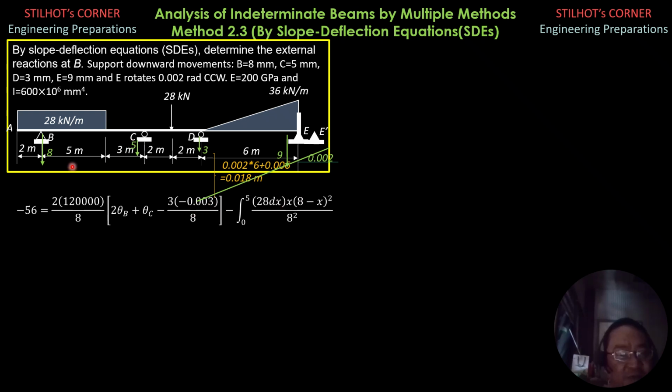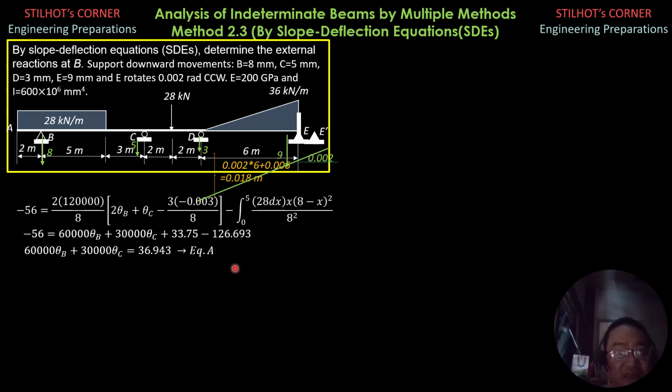Then minus the fixed moment. For BC, imagine there's a strip here, this distance is x, so the integral of negative integral of 28 dx, x times quantity 8 minus x squared over 8 squared. Simplifying, negative 56 equals 60,000 theta B plus 30,000 theta C. Then this is positive, you distribute, 33.75. Then this integral is negative 126.693. Combining and simplifying, we have 60,000 theta B plus 30,000 theta C equal to 36.943. Call that equation A.